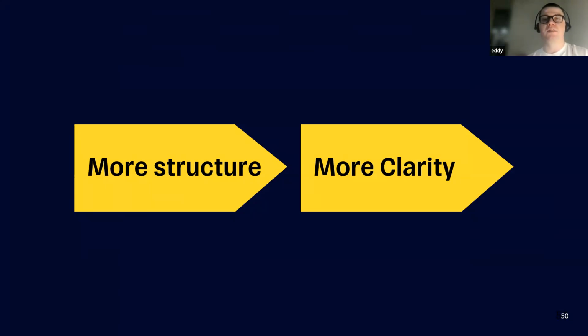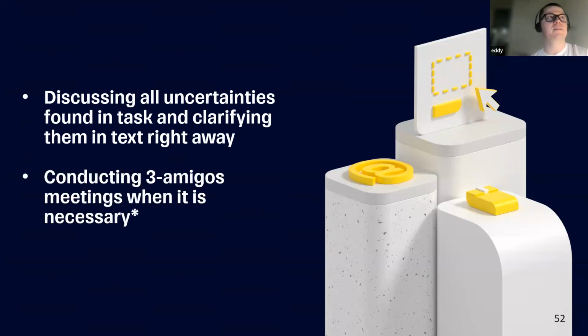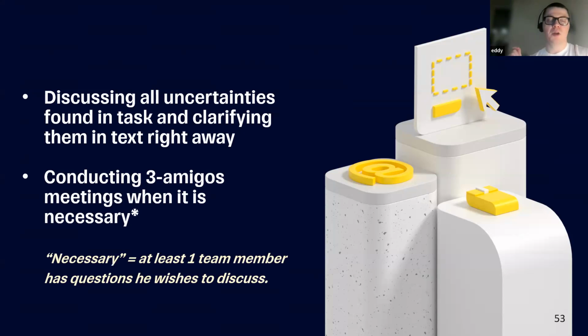And just a couple of points. Discussing all uncertainties found in the task and clarifying them in the text right away really helps to annihilate unnecessary bugs, as well as conducting 3 Amigos meetings when they are really necessary. Again, we don't have to start with them, but if one person in the team requires the meeting, the team should have it.